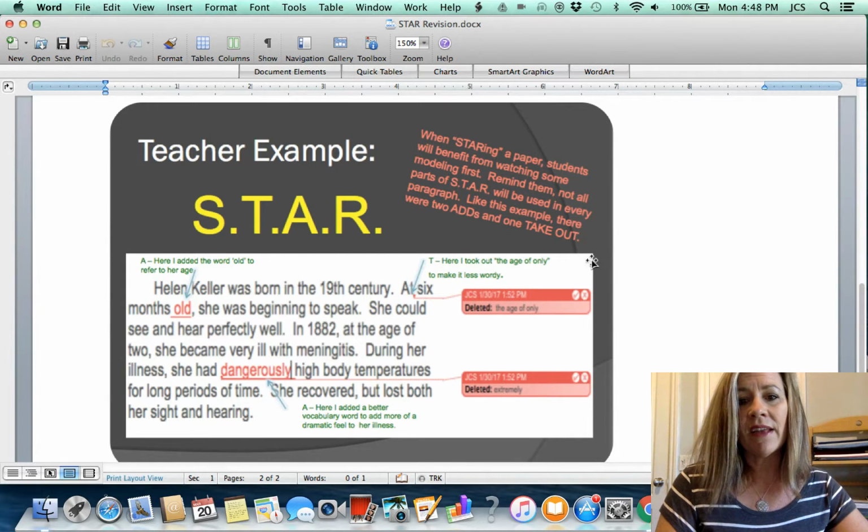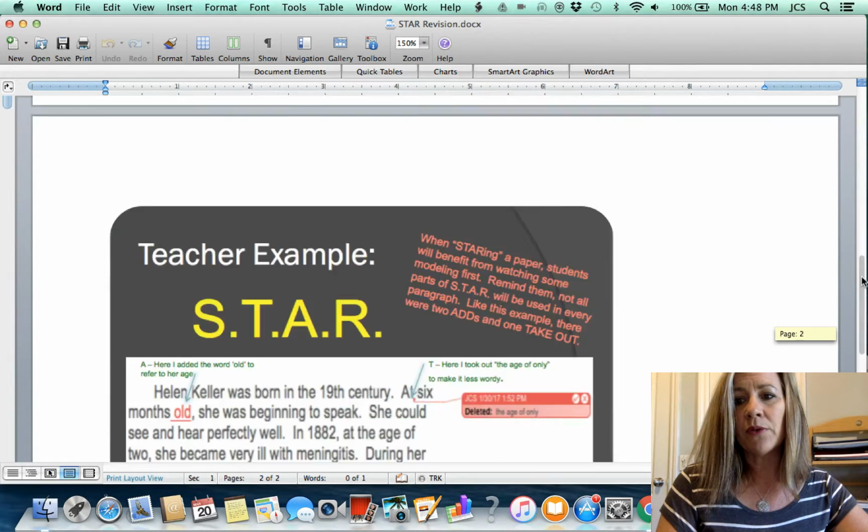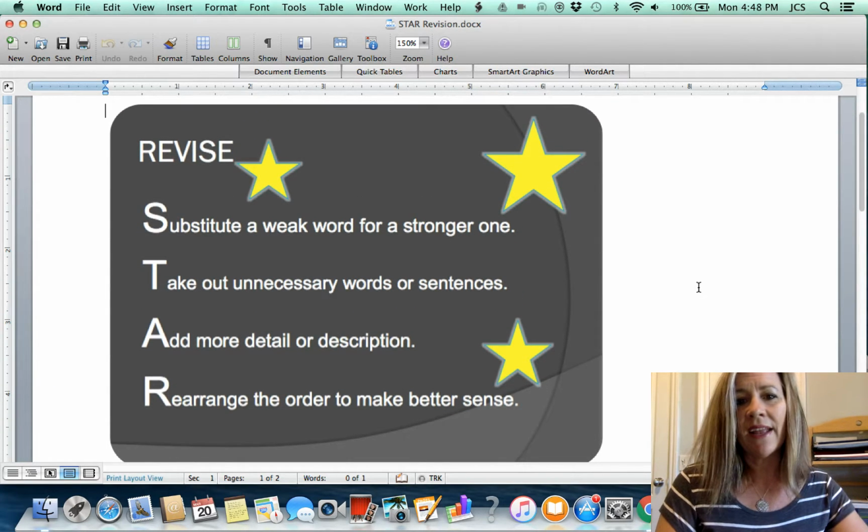So there you have it. That is the S.T.A.R approach to writing, and I hope you can use it quickly and effectively.